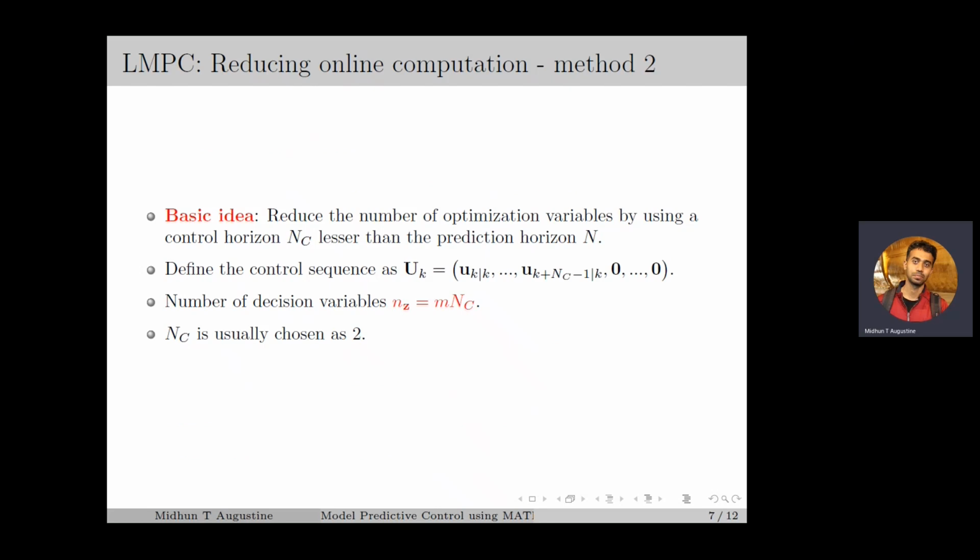Now, in the second approach, we can reduce the number of optimization variables further by using a control horizon lesser than the prediction horizon. In this case, we define the control sequence Uk like this, which contains only NC decision variables and the rest are chosen as 0. Here, NC is the control horizon, which can usually be chosen as 2 and can be increased for obtaining satisfactory performance. The number of decision variables Nz will be reduced to small m times NC, and this reduces the online computation.